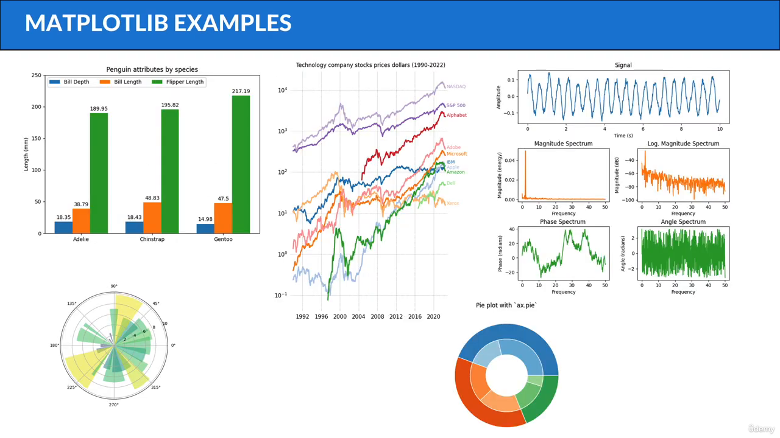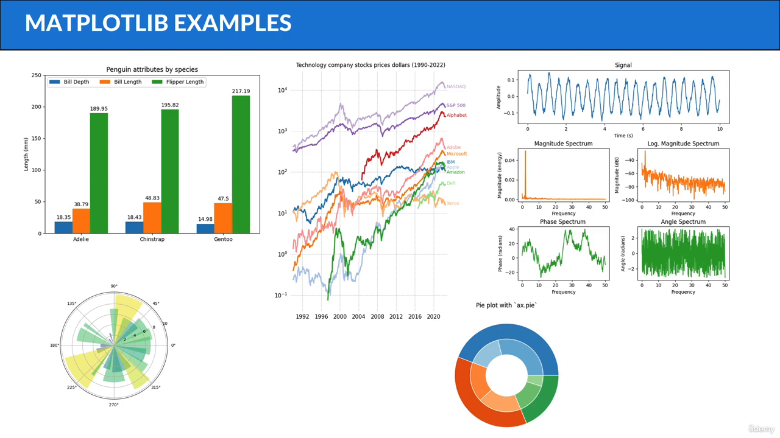And here are just a few examples of some of the different types of charts that you can make with Matplotlib. If you're interested in having a look at any more examples, you can find a whole bunch of them over on the Matplotlib gallery, which is on their website. I've attached a link to this in the resources for this lecture.